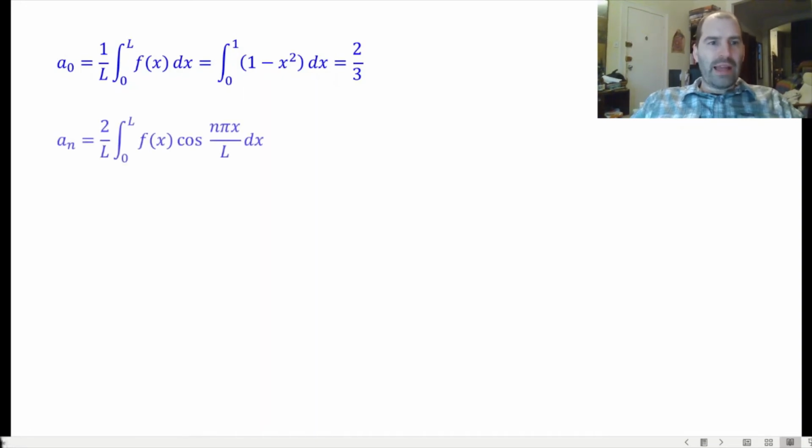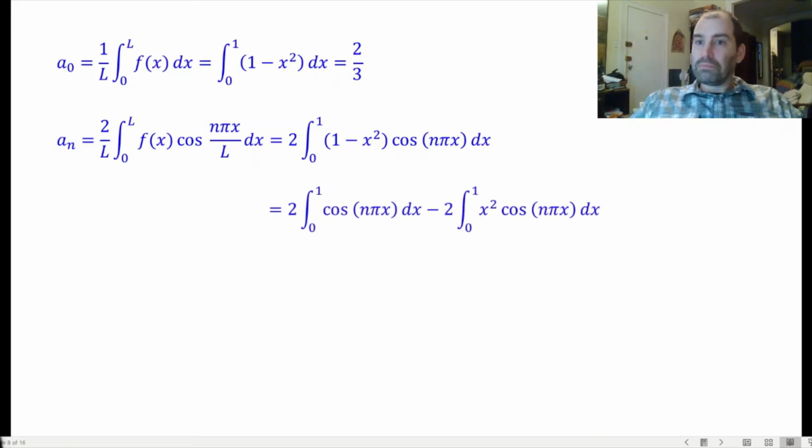Now let's do the an's for n greater than 0. Here's our formula. Remember, L is equal to 1, and f of x is 1 minus x squared. So there we go. Now I'm going to distribute that cosine across that polynomial. All right. Now pause the video, compute this integral. This will take a little bit longer. All right, you got it? Okay, I'm not going to show the steps, but I will show the final result. What you got should have been equivalent to this.